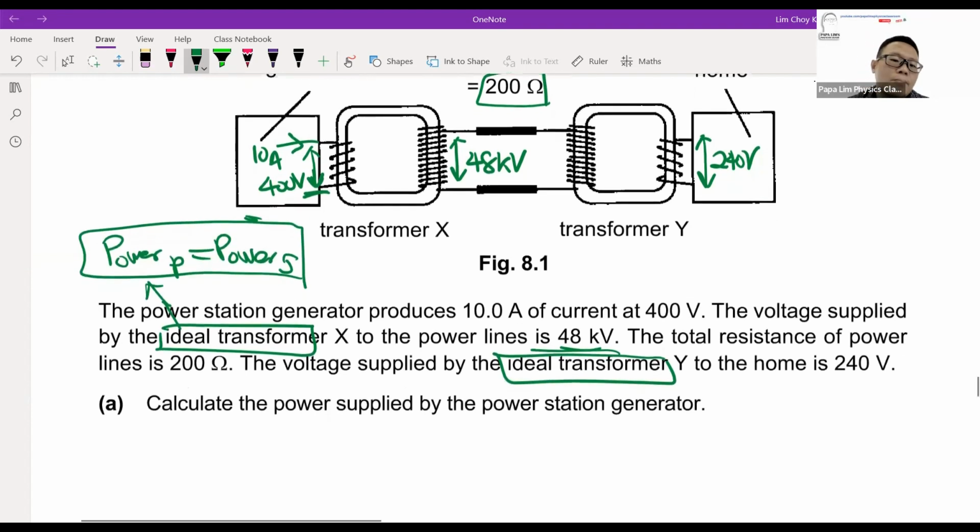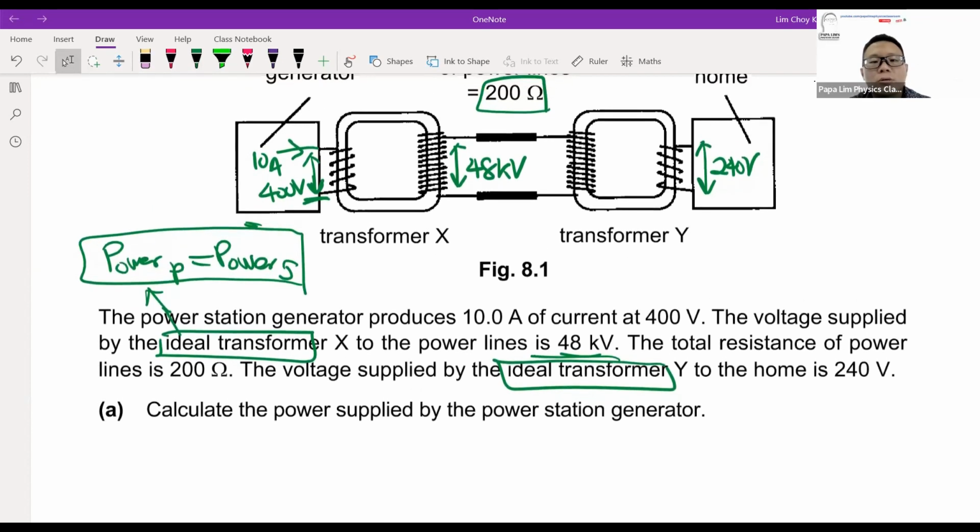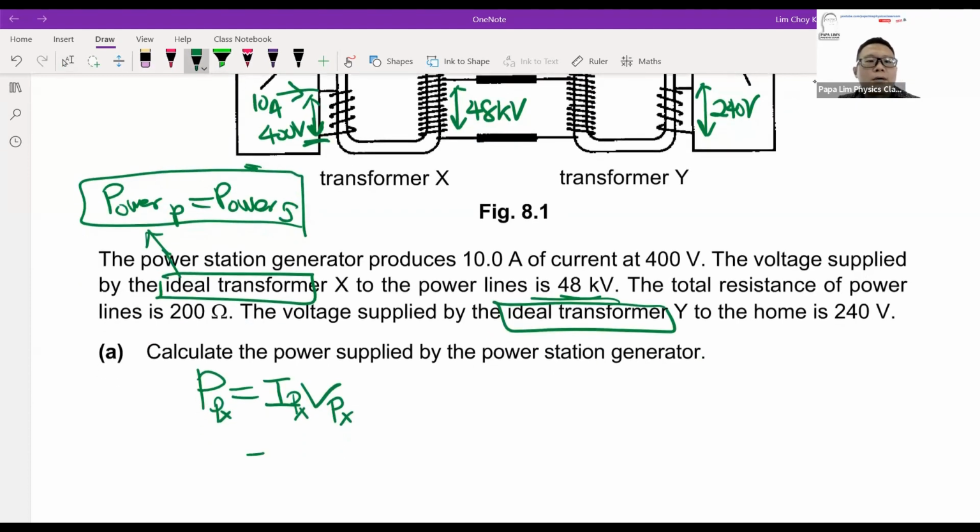Now, what is the power supplied by the power station generator? I think this one is very straightforward. Power in a circuit is given by IV. The power generator is the primary coil of X, so I have the current in primary coil X and the voltage of primary coil X. Current is 10 amp, voltage at the primary coil is 400 volts. So the answer is 4,000 watts.